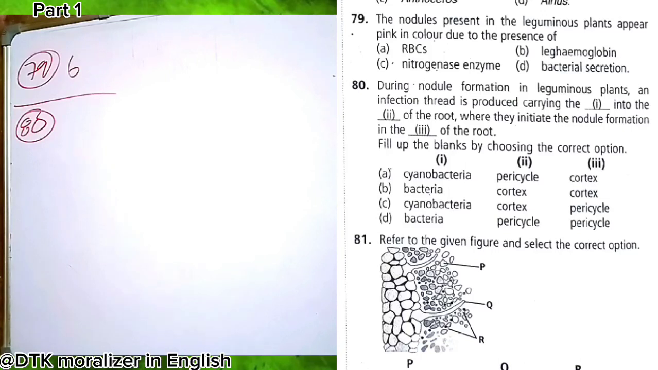Question number 80. During nodule formation in leguminous plants, an infection thread is produced carrying the dash into the dash of the root, where they initiate nodule formation in the dash of the root. Fill in the blanks by choosing the correct option. Here the infection thread carries the bacteria and spreads to the cortex. In the cortex, the nodule formation also happens. So bacteria, cortex. Option B.